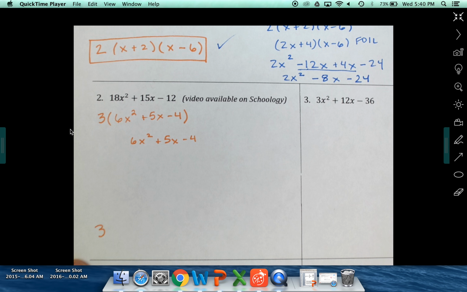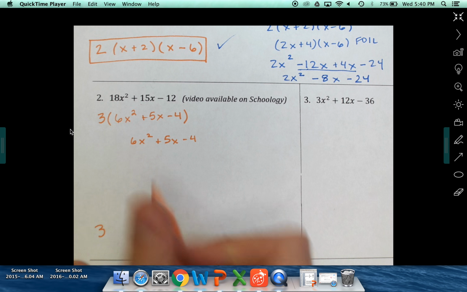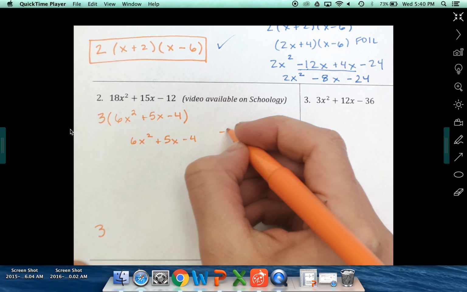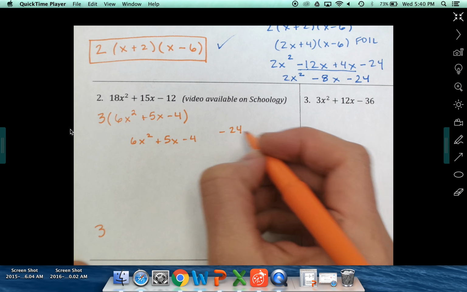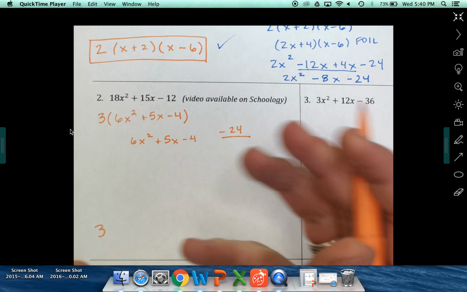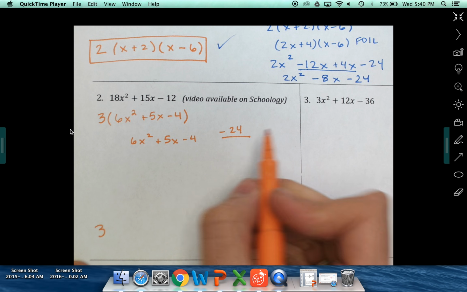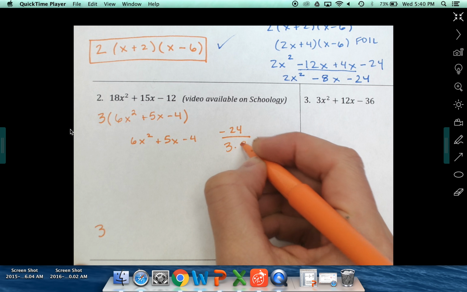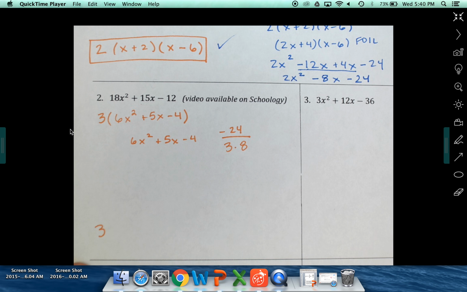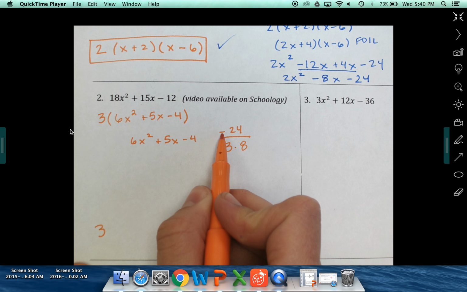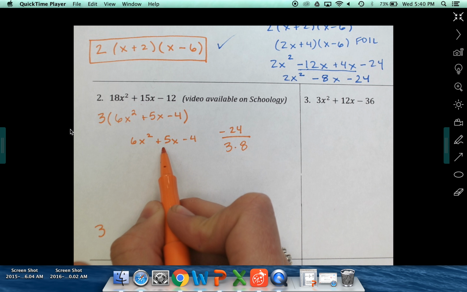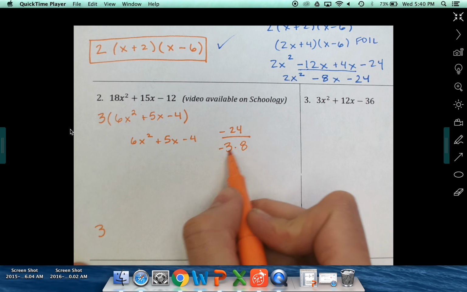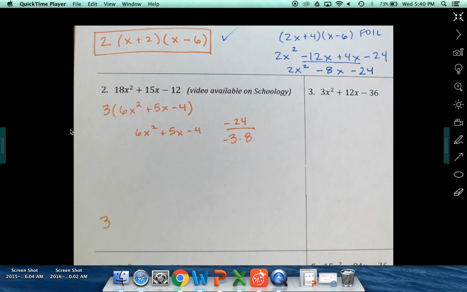Okay, so now I just go into the process that we've been doing for the last couple of days. 6 times negative 4 is negative 24. Okay, now I'm looking for numbers that have a difference of 5 that still multiply to get 24. That makes me think of 3 and 8. Now one of them's got to be negative because 24 is negative, but they have to add to a positive 5, so my smaller number is going to be negative, right? Negative 3 and 8 adds to get 5.